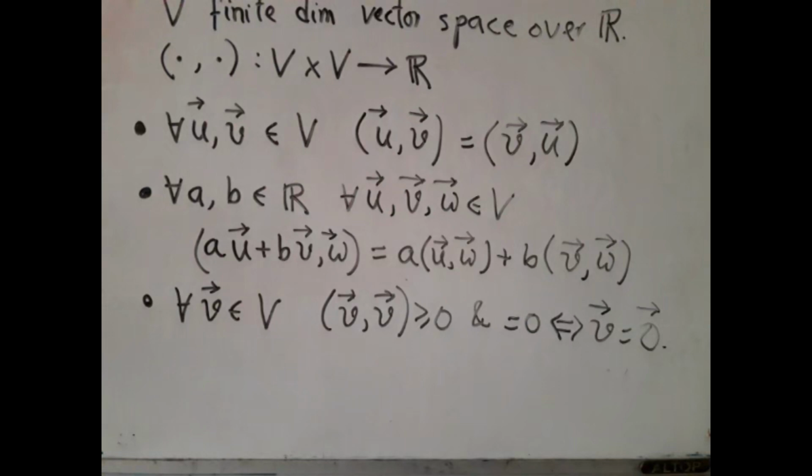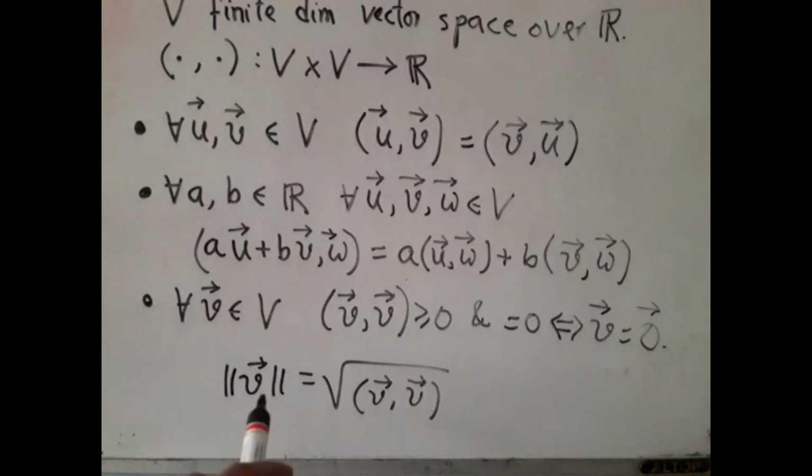Three points are worth noting here. First, we need this greater than or equal to 0 so that we can take the square root to define length, as the length of v, or norm of v, is the square root of the inner product of v with itself.